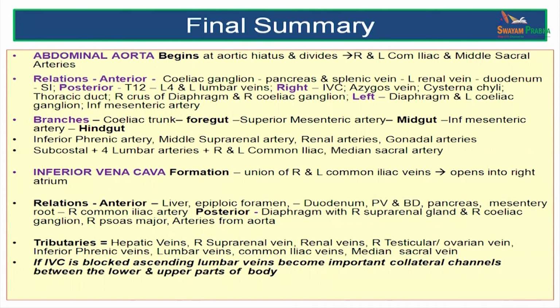We have studied about the inferior vena cava. How is it formed? By joining of the two common iliac veins, and this ascends right up through the diaphragm at the level of T8 and opens into the inferior aspect of the right atrium. The inferior vena cava is very important. It is the largest vein of the body.